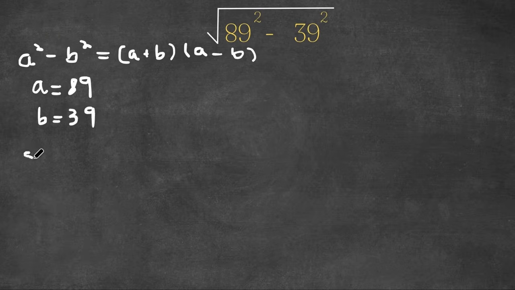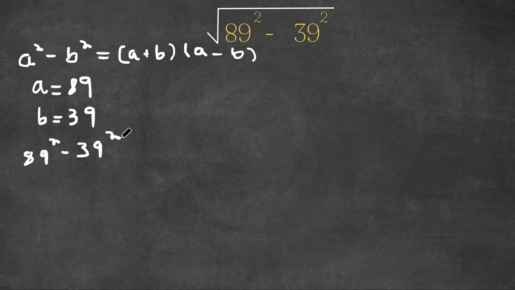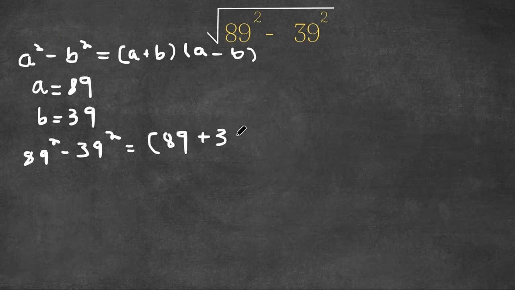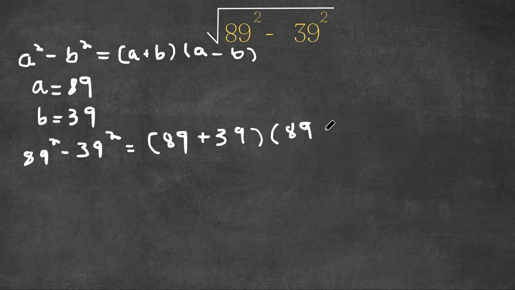So that means that 89 squared minus 39 squared is equal to 89 plus 39 times 89 minus 39. So now what we have to do is solve what's in the parentheses.